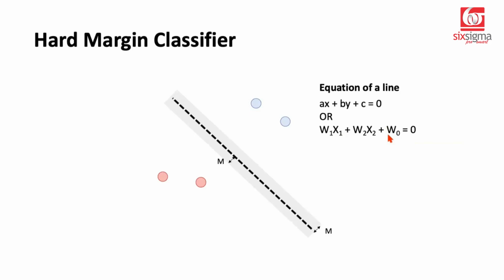Well, how does it look when it becomes a plane? It's a summation of values ranging from 1 to n of wi xi. So you will write it as w1 x1 plus w2 x2 plus w3 x3, and so on and so forth, till wn xn plus w0. You can see this is just an extension of the equation of a line. This is called a plane.